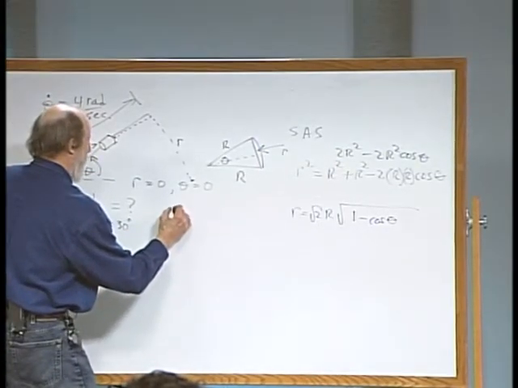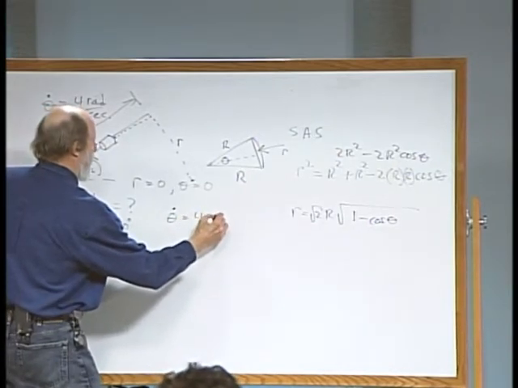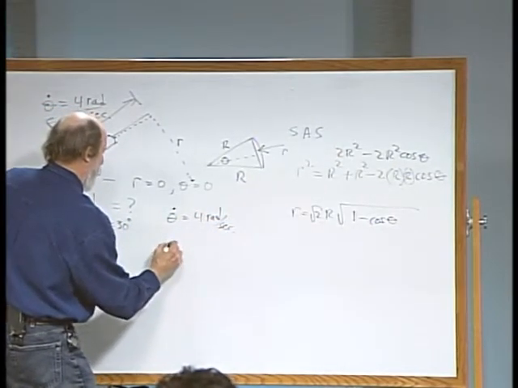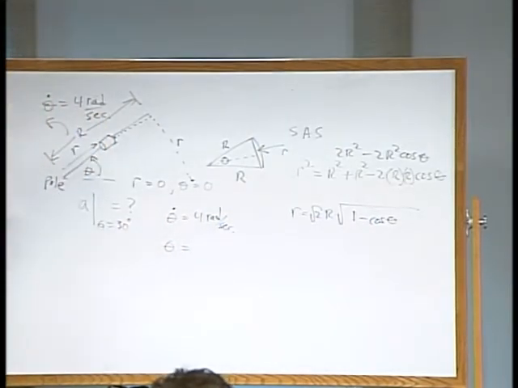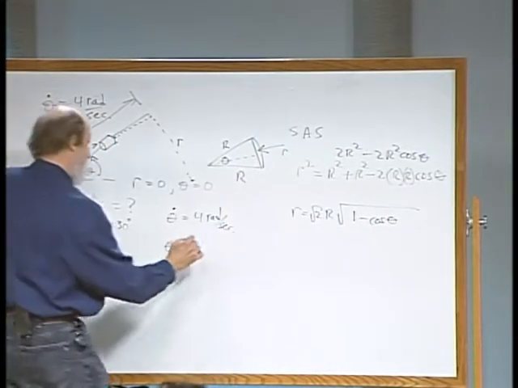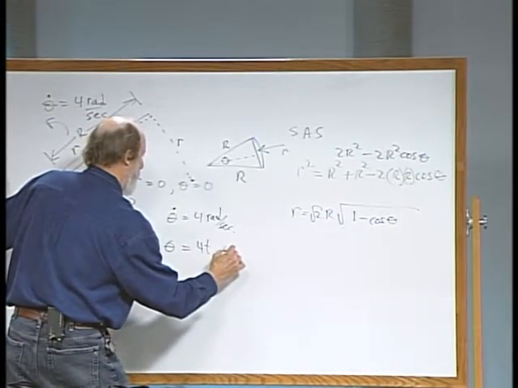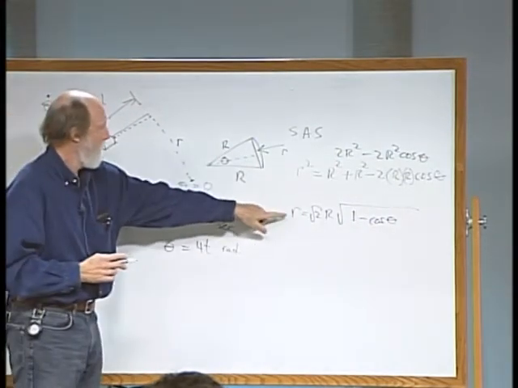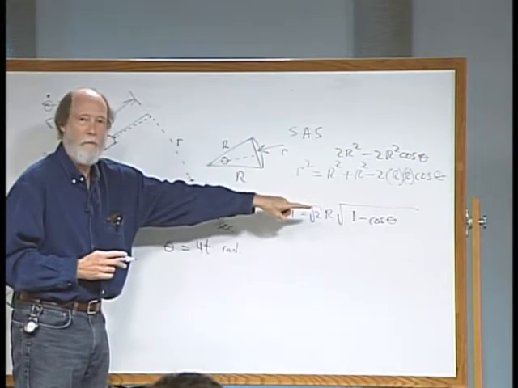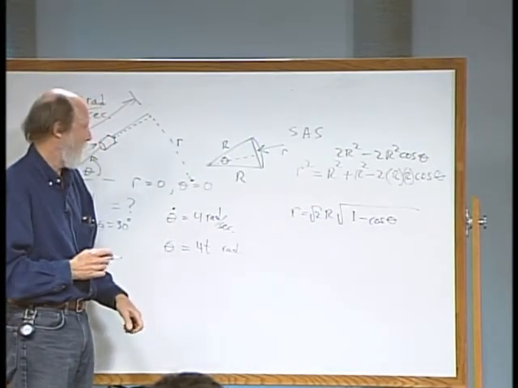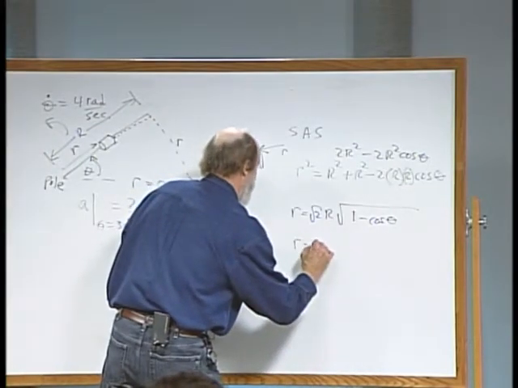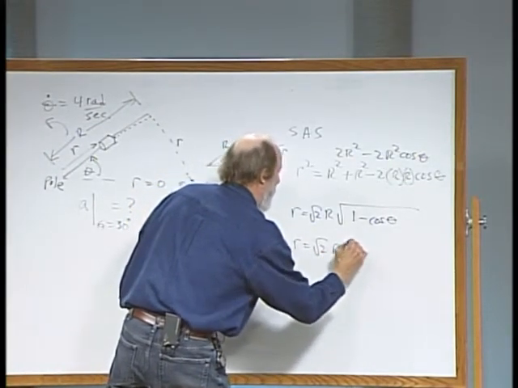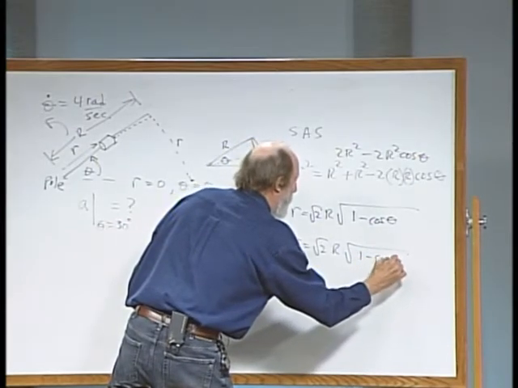We know that theta dot was given to us as 4 radians per second. So therefore, theta is going to be equal to what in terms of time? 4t radians. Feel good? Okay, so we've got that. We could write then r as a function of time by making that substitution. Now I'm wondering what the best approach is going to be. Radical 2r square root of 1 minus cosine of 4t.